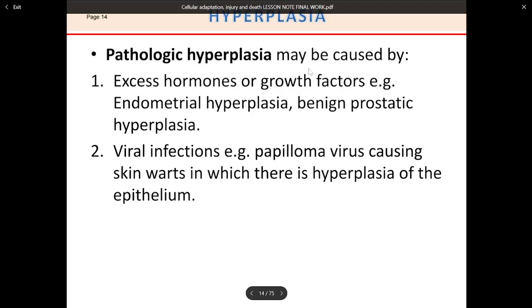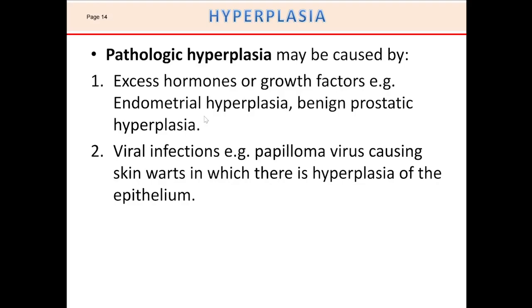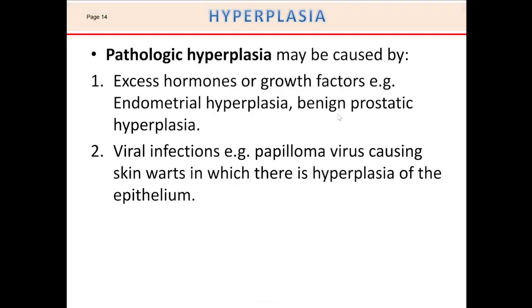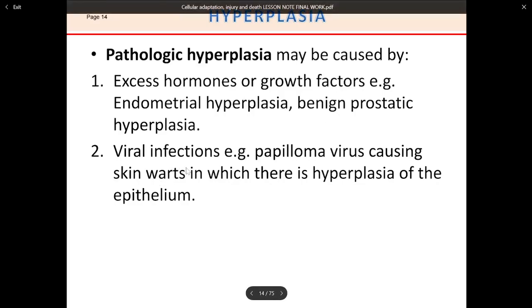Now, pathologic hyperplasia may be caused by excess hormone or growth factor, e.g., endometrial hyperplasia, benign prostatic hyperplasia. In endometrial hyperplasia there is increased proliferation of the endometrium. The endometrial wall is increased in size as a result of excess hormone or excess growth factor. Now, in benign prostatic hyperplasia, also known as nodular hyperplasia, there is increase in the cells of the prostate gland. Another example could be viral infection, e.g., papilloma virus causing skin warts, in which there is hyperplasia of the epithelium.